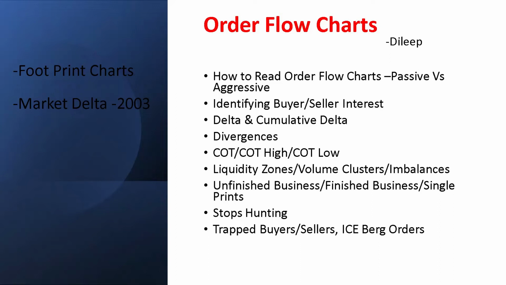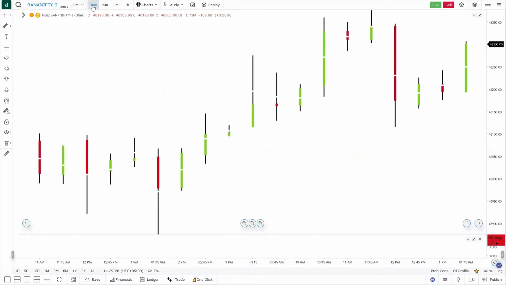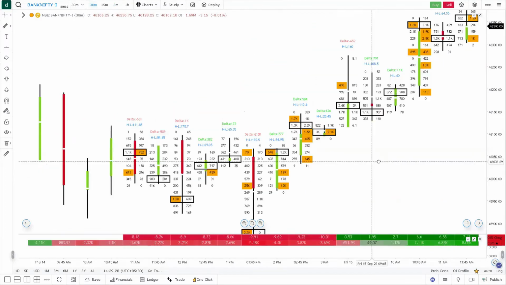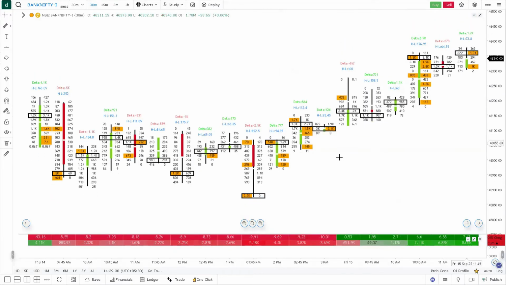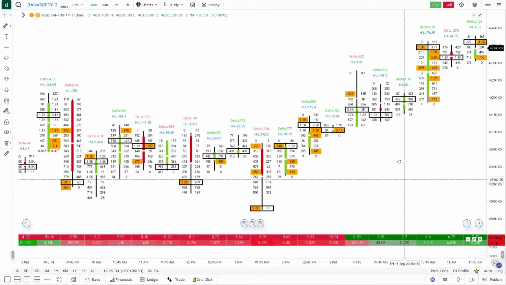So here we are going to look at COT, COT low and COT high. What is COT? In this candle, you will observe, this is the whole candle. This is the area where the maximum amount of traders are present. To use this COT, don't go to lower time frames; on higher time frames it works much better. On 15 or 30 minutes, it works much better.